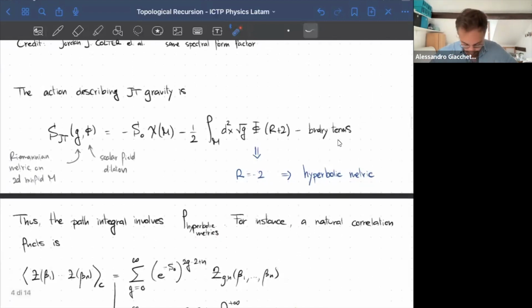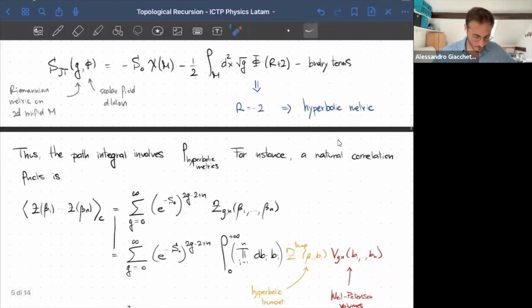So let me give you an example here. Let's say you want to compute a very specific correlation function in this theory. It doesn't matter that much what this is, but the point is that, well, imagine you try to compute this as an expansion in e to the minus S0.